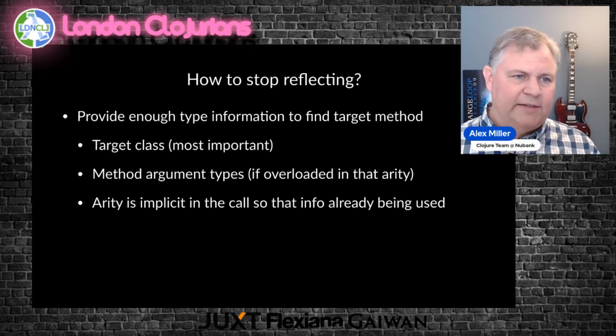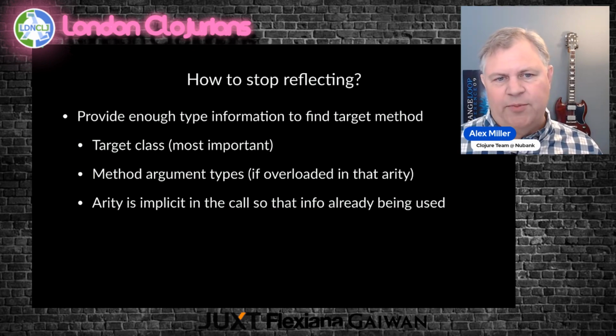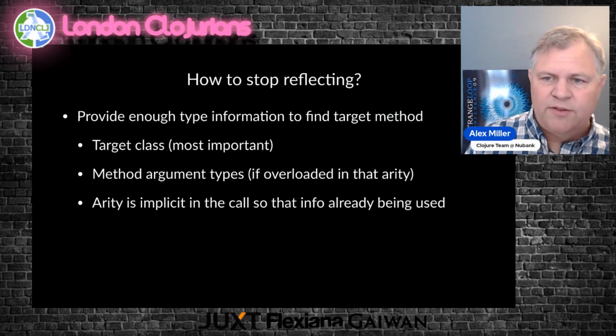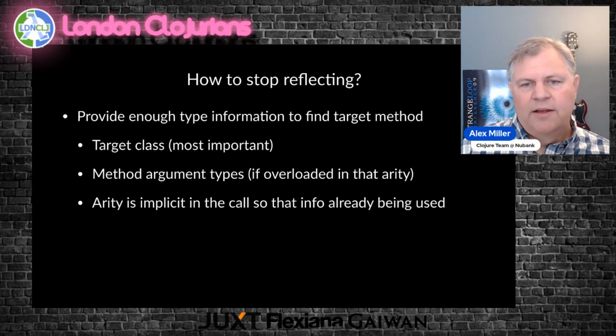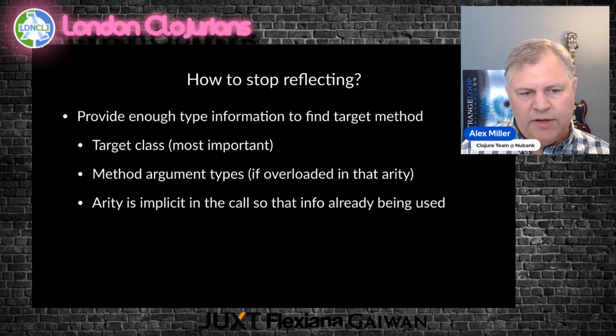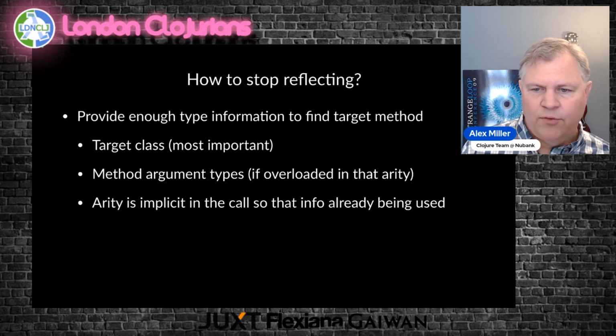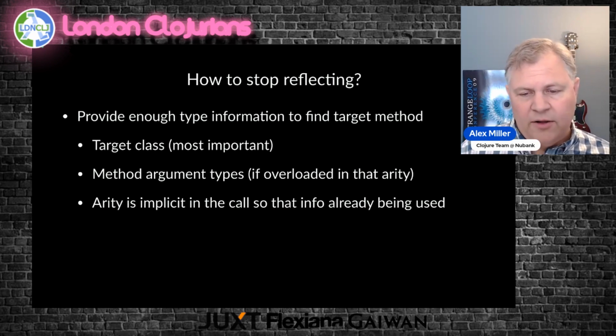So how to stop reflecting? The big answer is to basically provide enough type information that Clojure can, at compile time, find the target method you're trying to invoke. The target class is probably the most important part of that, but you also need to specify enough to resolve any overloaded methods. And the arity is implicit in the call, so we're always using that information to try to find the correct method in the class.